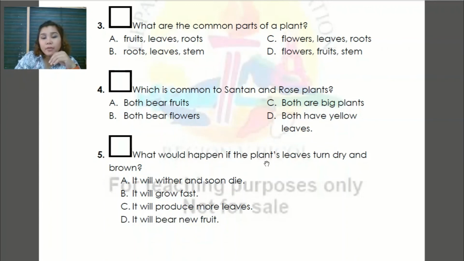What would happen if the plant's leaves turn dry and brown? A, it will wither and soon die. B, it will grow fast. C, it will produce more leaves. D, it will bear new fruit.